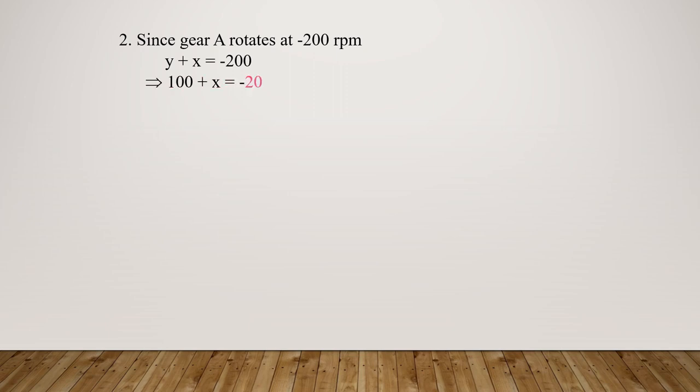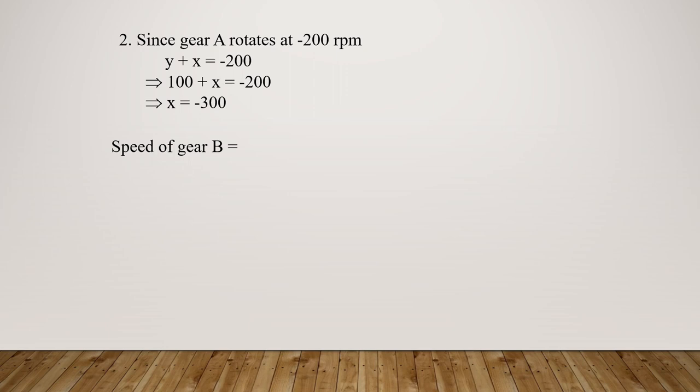Now coming to case 2. In case 2, he is telling that we have to find the speed of gear B when gear A is rotating at 200 rpm counterclockwise. So it is minus 200. Same method. There we had equated that to 0 since it was fixed. Now equate that y plus x to minus 200. So y is 100, x we have to calculate, equal to minus 200. So x you will get as minus 300.